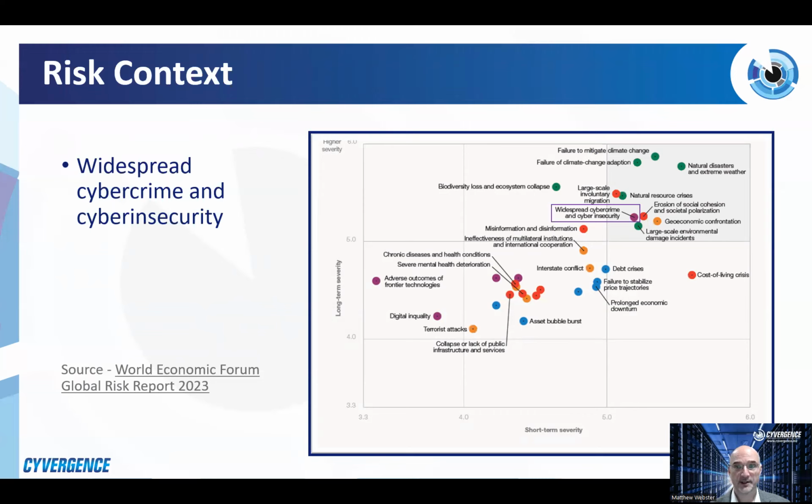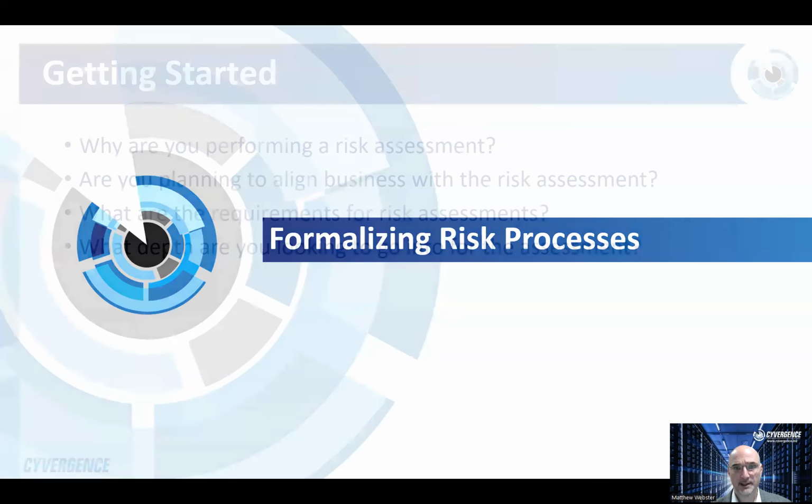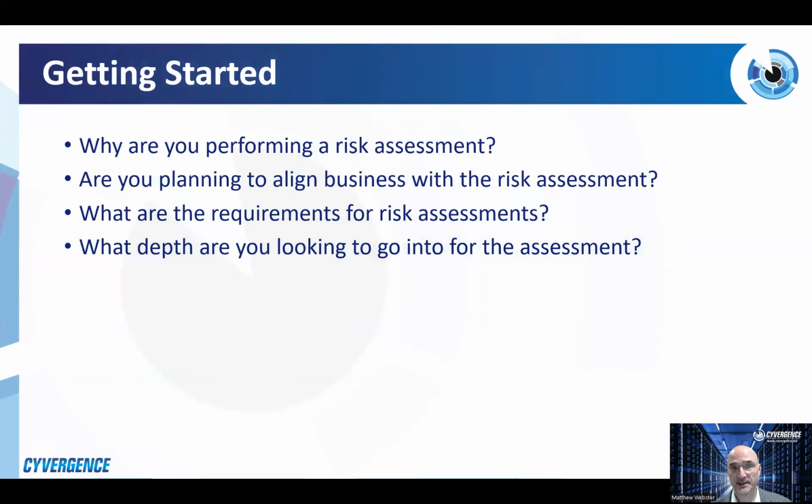But for many organizations, one of the largest risks that you're dealing with here is widespread cybercrime and cyber insecurity. Now, again, there are going to be exceptions, but cybercrime is going to be the greatest impact for many organizations. So just take that in. It also gives you a reason why cybersecurity is so important. Let's jump into formalizing the risk process.